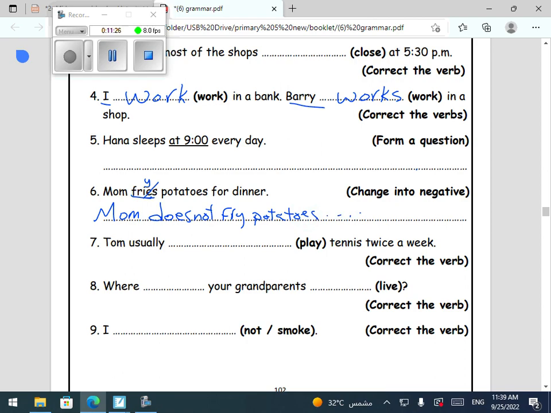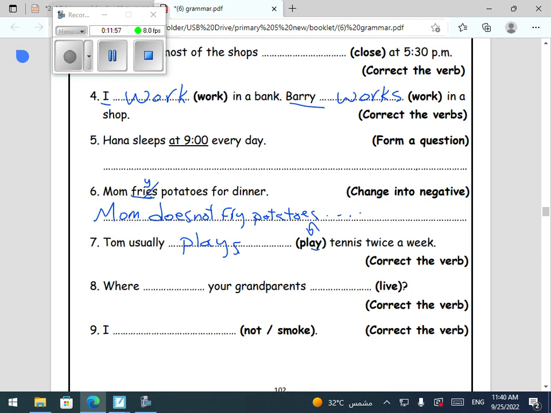Here as well, Tom usually play tennis twice a week. Correct the verb. Tom usually. Yeah. What do we have before the Y? If you have Y, look before the Y. We have a vowel. Shall I cancel the Y and add IES? No. If it's a vowel, not a consonant. If it is a vowel and then Y, I will only add S. So I'm gonna say plays. So Tom usually plays. Okay.